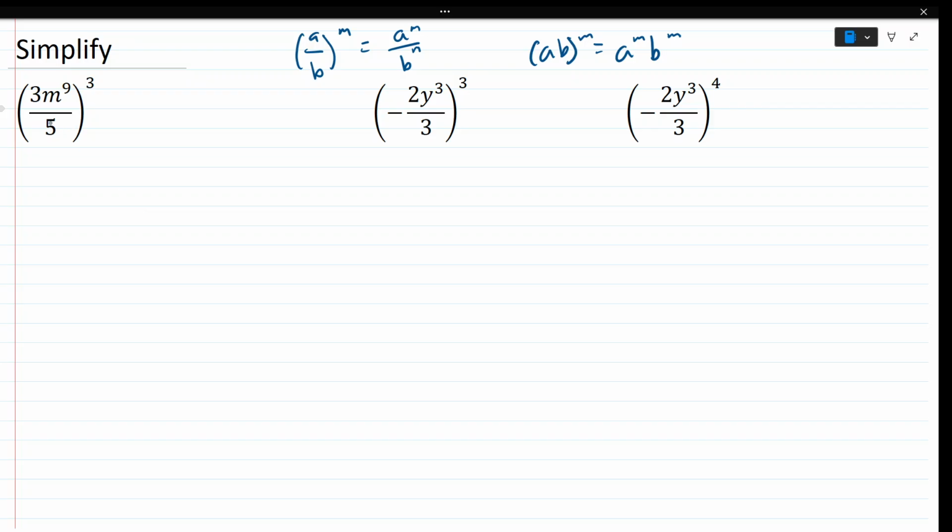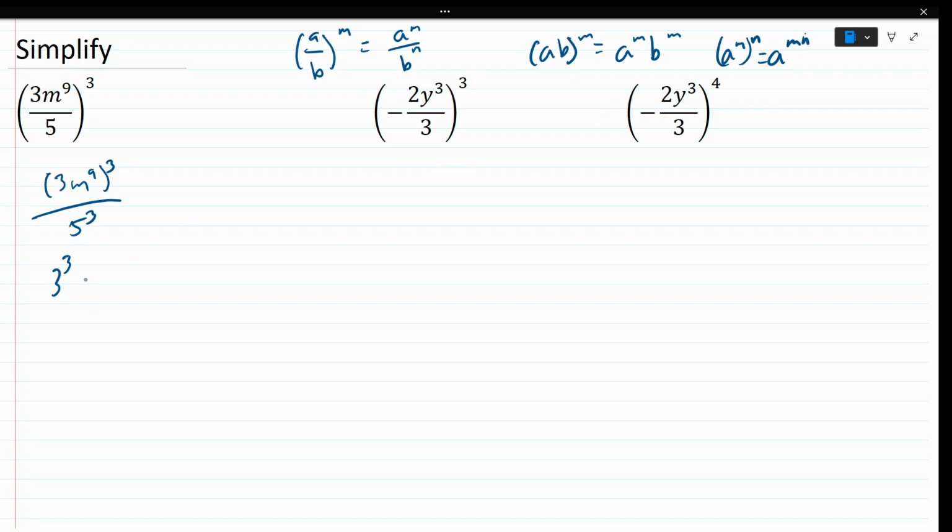So for this first example, if we had 3m to the ninth over 5, all of that cubed, well, for that first rule, that would be the same thing as 3m to the ninth cubed over 5 cubed. And now using that second rule, this will be the same thing as 3 cubed and then m to the ninth cubed. And that's another one of the power rules: if you had, let's say, a to the m raised to the n, an exponential raised to another power, you multiply the exponents. So it'll be a to the m times n.